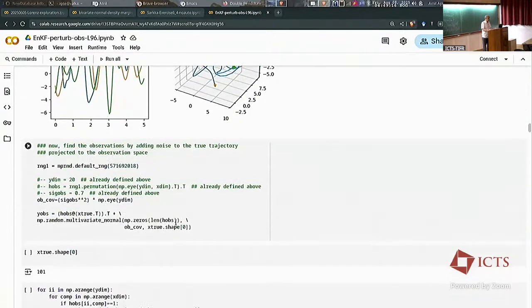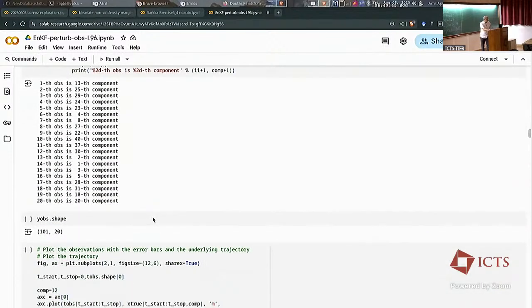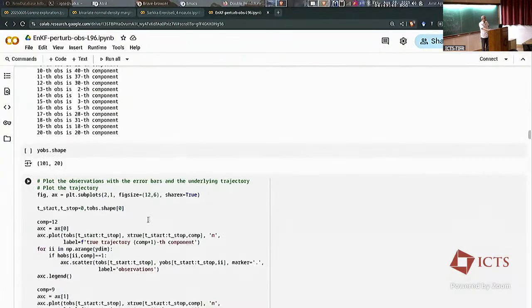Okay, so that's the first part. Sorry, it's not terribly well commented. There are cells with no comments whatsoever. Anyway, I will try to change that later so that these URLs will remain the same, but I will add comments. So we choose a few random components to observe. That's what this cell is showing, which components are being observed. And there is an observation operator, which is just projection onto those components.